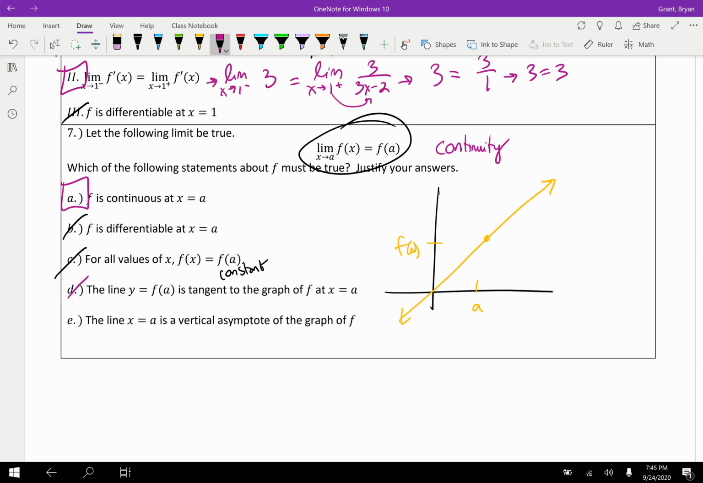And then last but not least, does the line x equals a, looks like this, is there a vertical asymptote there because of this? Well, no, that only has to do with continuity. So I think a is our only answer that is true.